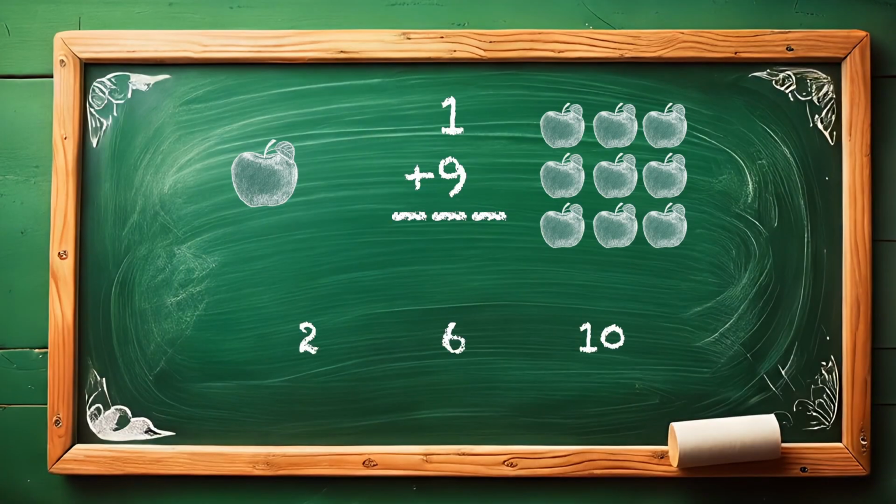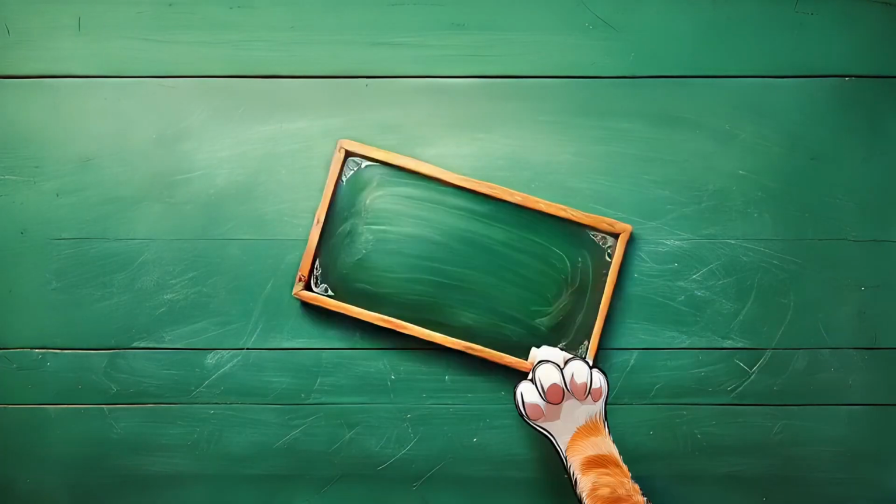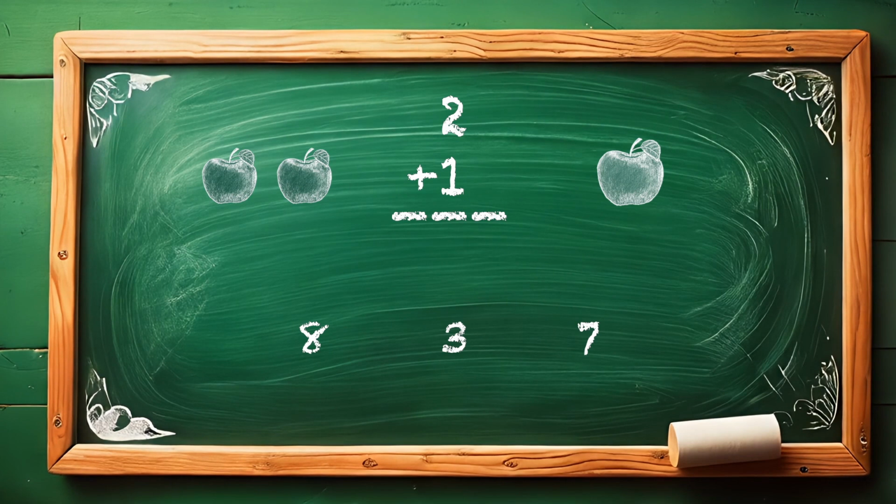If you have 1 apple plus 9 apples, do you have 2 apples, 6 apples, or 10 apples in total? 1 plus 9 equals 10. If you have 2 apples plus 1 apple, do you have 8 apples, 3 apples, or 7 apples in total? 2 plus 1 equals 3.